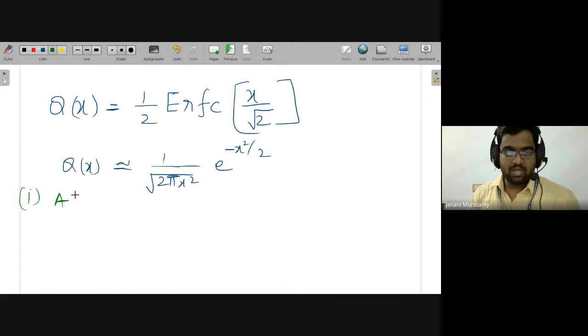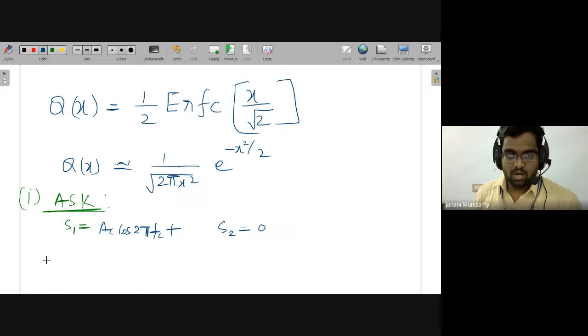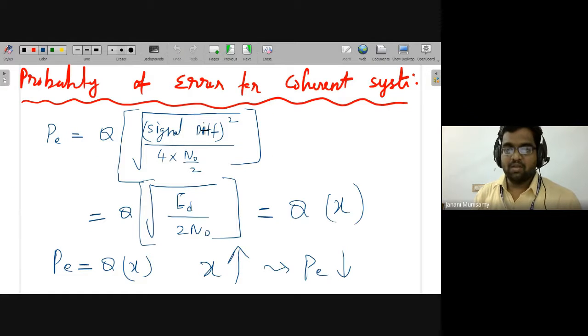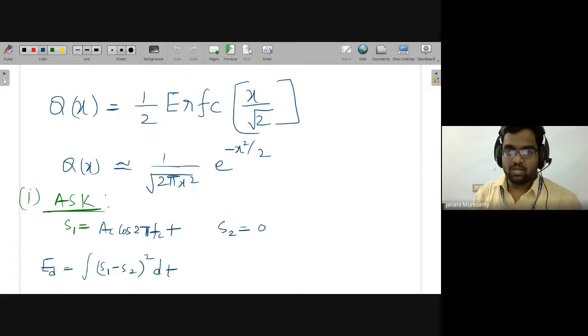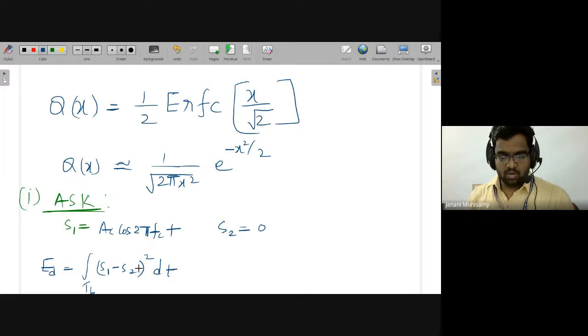Case 1. For ASK we will calculate the error probability. In ASK we will have two symbols. Say S1 is equal to AC cos 2 pi FCT, and S2 is equal to 0. Now I want to find ED. ED means finding the difference between the signals and then doing the square operation. So the integration over a time period TB of S1 minus S2 whole square dt. I am putting integration because it is similar to an energy calculation.